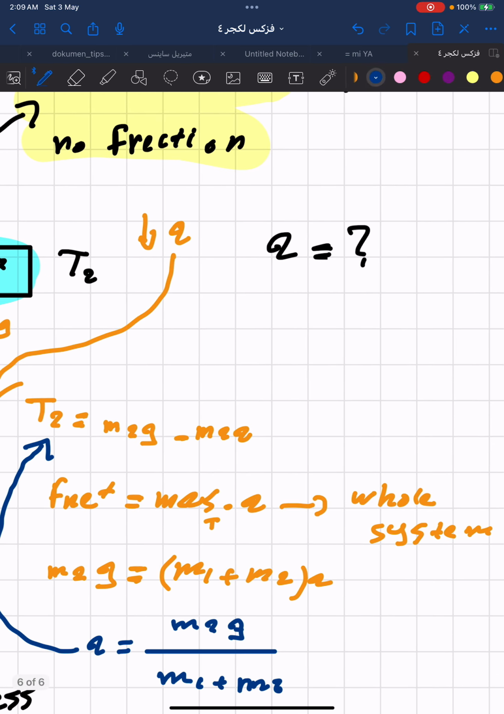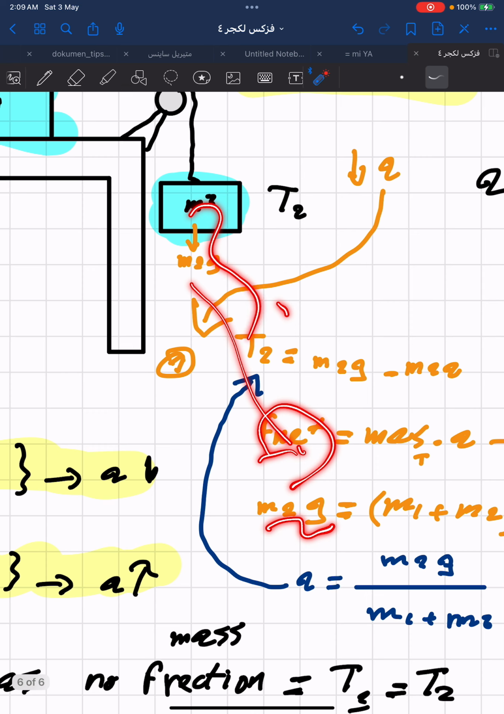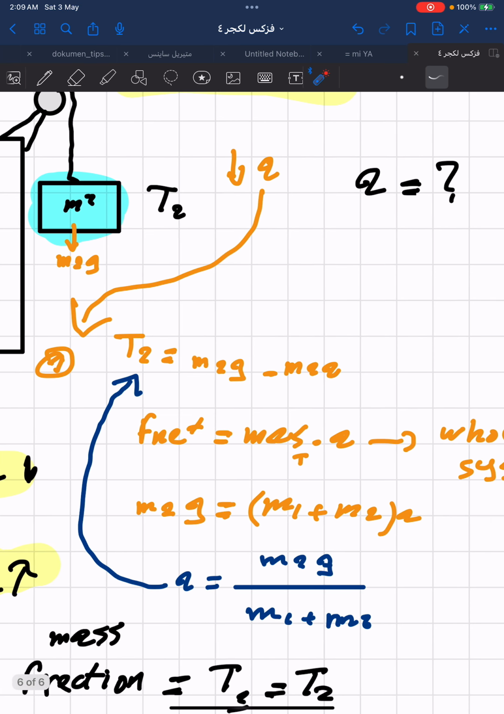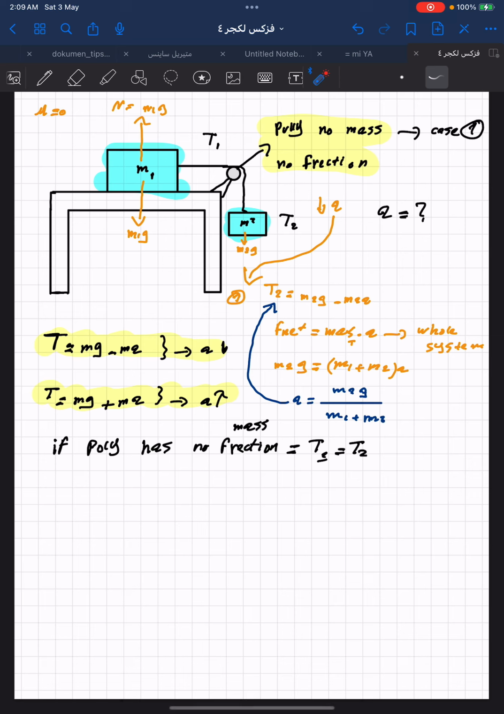So it's going to be m2g for the second one, equal to the total mass of the whole system multiplied by the acceleration. Why do we have one acceleration? Like I said, it's a whole system. The acceleration is going like this and at the same speed from here. It does not mean it's constant, but because it's the same rope, it is the same acceleration.